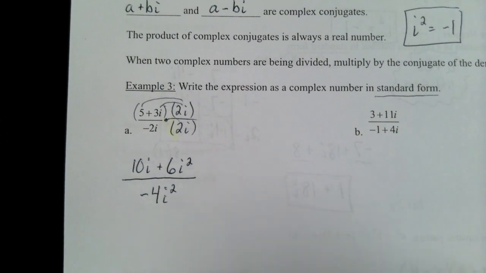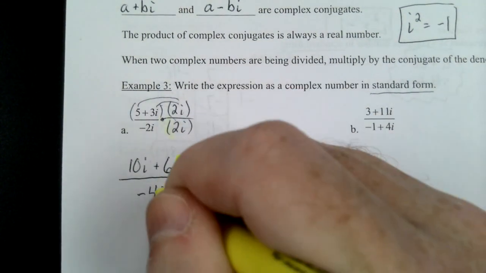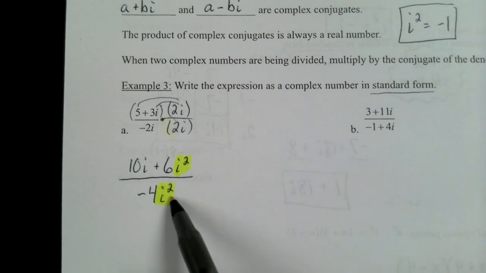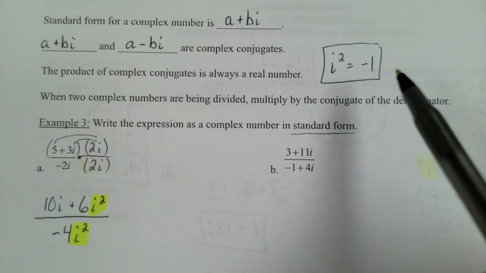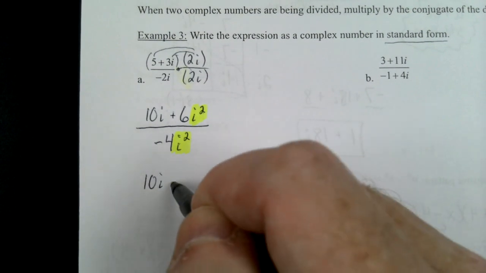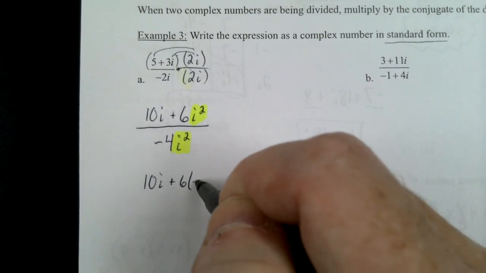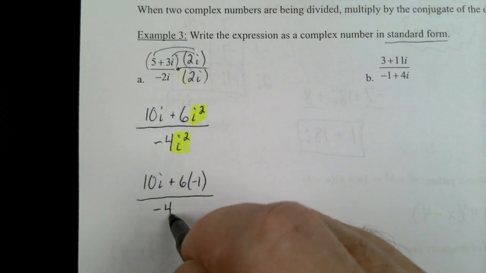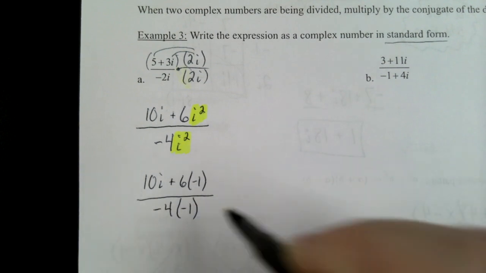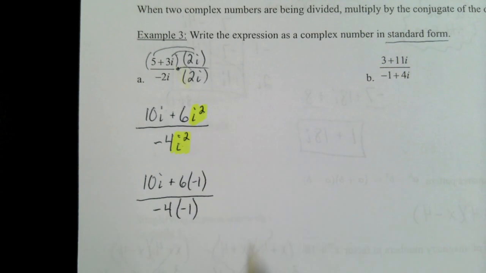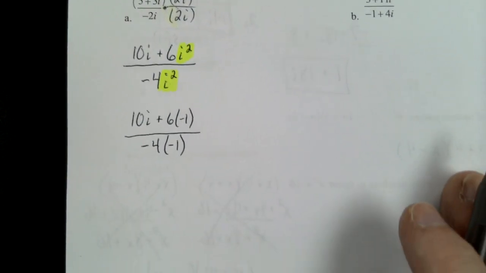So we just want to look at all of our i squareds, which we have one here, and we have one there. Remember, that is equal to negative 1. So we would have 10i plus 6 times negative 1. This will be a step you can skip once you get used to i squared being negative 1. I just substituted my i squareds for negative 1s.